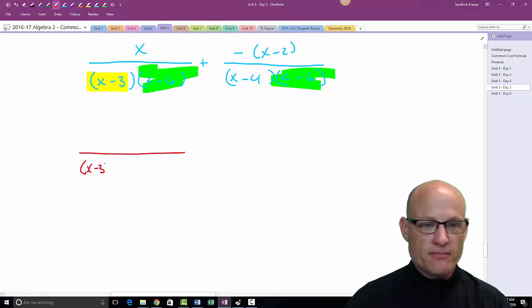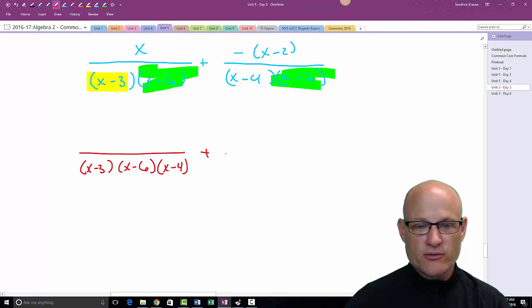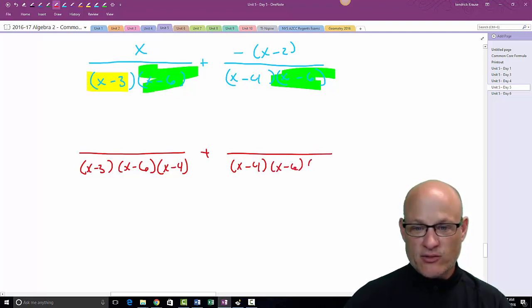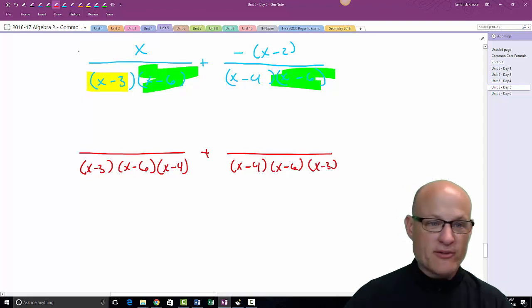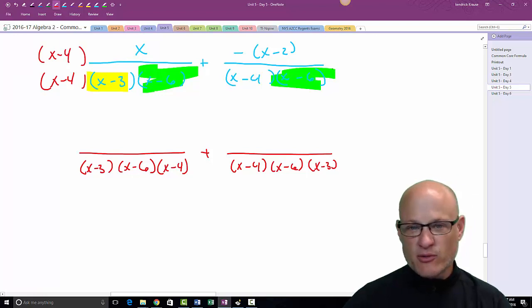x minus 3, x minus 6, x minus 4, plus x minus 4, x minus 6. And this one is missing the x minus 3. So this one I have to multiply by. It's missing the x minus 4. And this one is missing, what was it? Missing x minus 3. That's right, x minus 3.